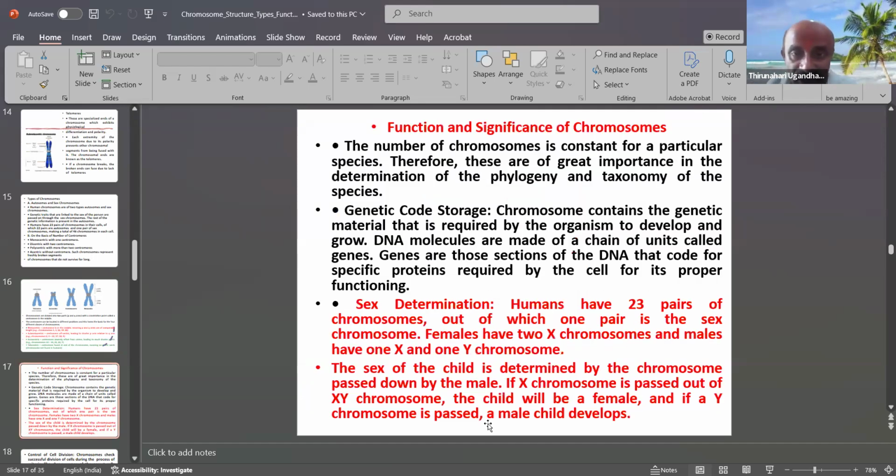Then the functions and significance of the chromosome. What is function? Function means activity. The number of chromosomes is constant for a particular species. From one species to another, the number is also constant. Therefore, these are of great importance in the determination of phylogeny and taxonomy of the species.